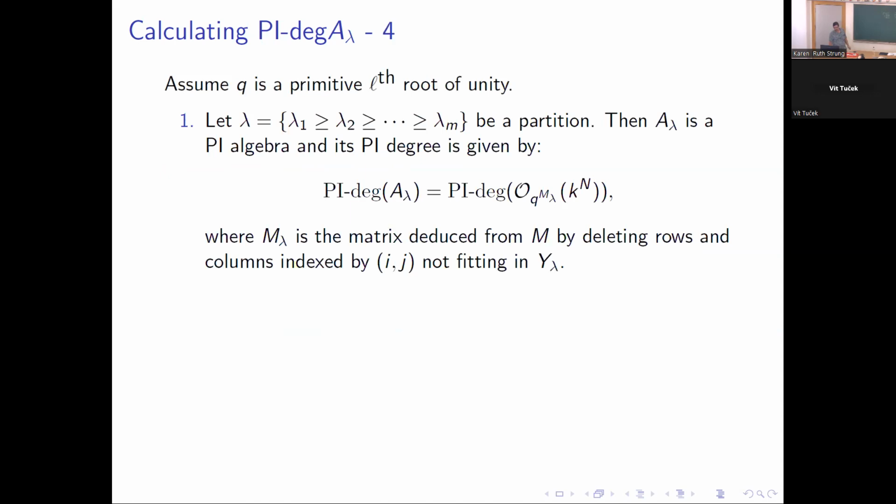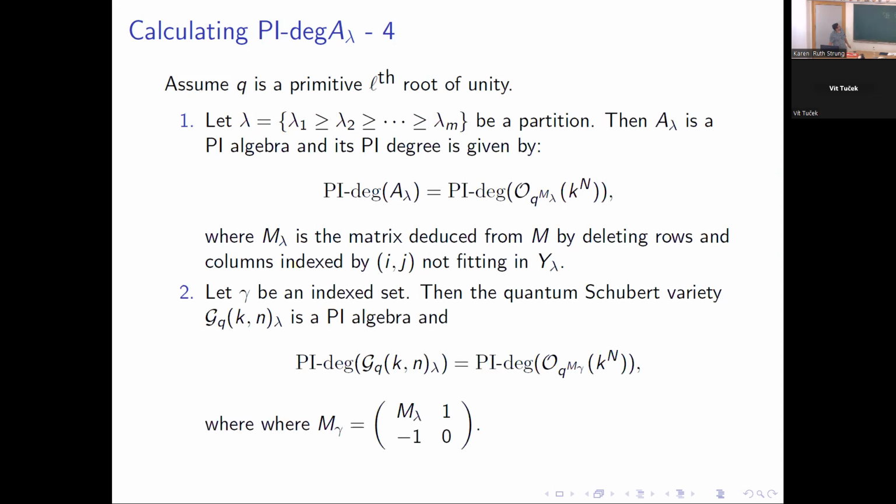Okay, so that's a summary of what I just said. And if you're interested in looking at the quantum Schubert variety here, then you can use the homogenization to say it will be the same as the pi degree of a quantum affine space, but this time the matrix is the same as the one I've just defined, augmented by a column of 1 and a row of -1 with a 0 in the last entry. Okay, so I am left with computing the invariant factors of this matrix and the M lambda matrix.